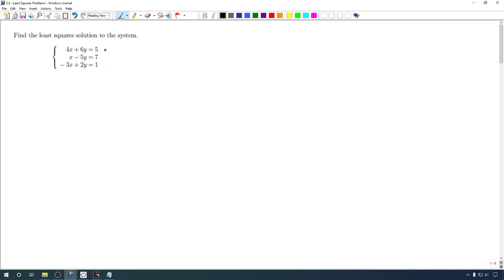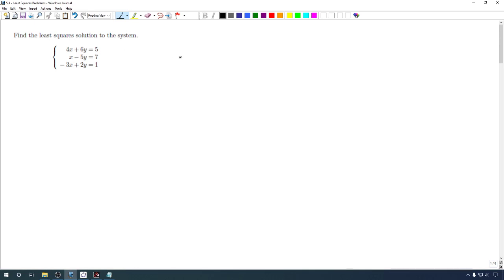So here, I have this system. It has two variables, but three equations. We shouldn't expect to have a solution at all, really. In fact, technically, this system does not have a solution. But we are going to find the closest solution. We want a least squares solution to this overdetermined system. So where do we start?